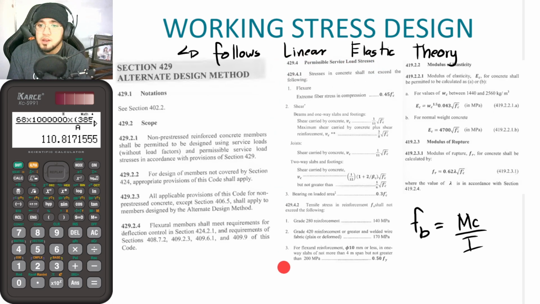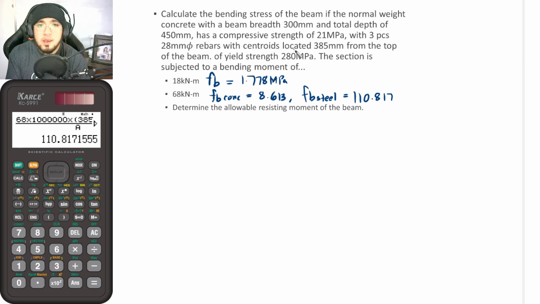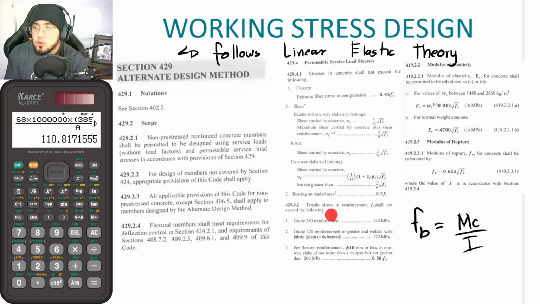making use of this page in NSCP. So from that, guys, for flexure, for the extreme fiber stress in compression, we would just be making use of 0.45 of F prime C. So that is now our basis. And then for the rebars, in our problem, we are to make use of 280 MPa steel. And under the code, for 280 megapascal steel, our allowable stress must be 140.